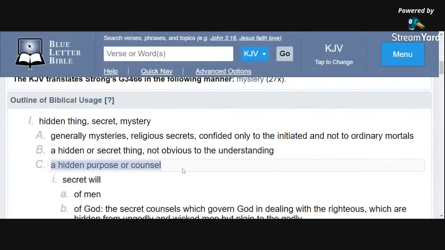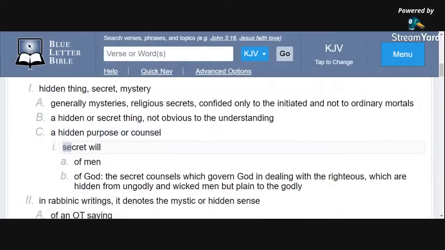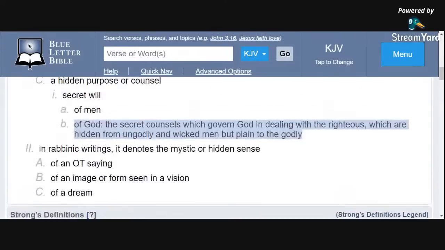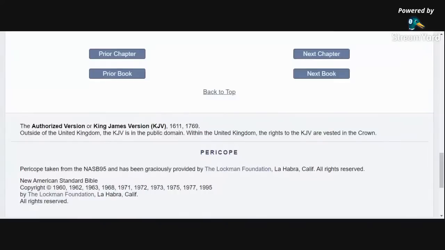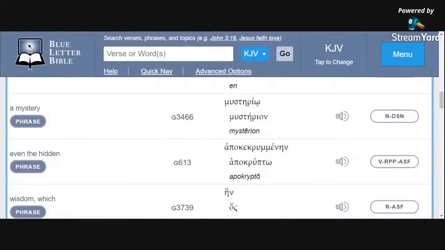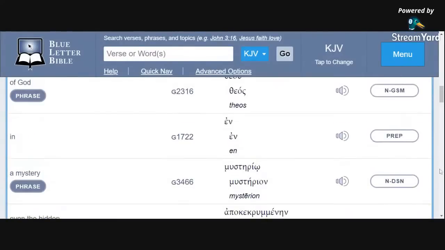A hidden purpose or counsel. Secret will of the Most High, the secret counsels which govern the Most High in dealing with the righteous, which are hidden from the ungodly and wicked men, but plain to the godly. Man, Elder must have known what this said. That's why he said, get it. Plain to the holy, stumbling block to the wicked.